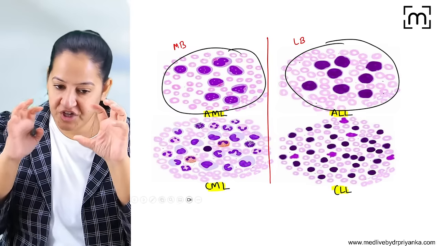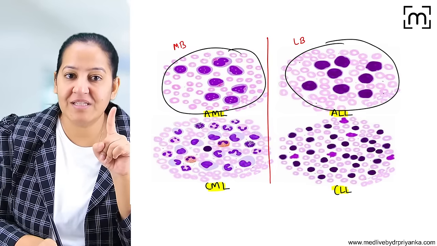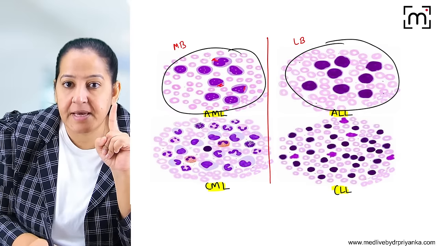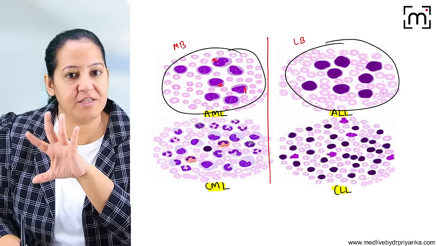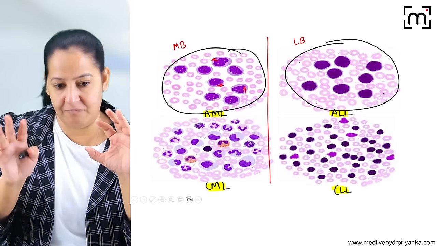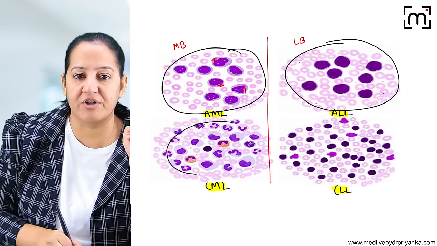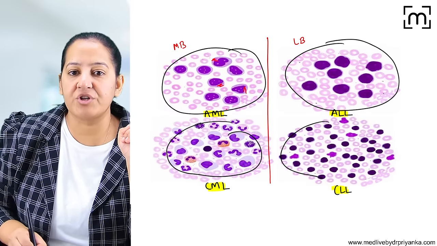You will say, ma'am, how do we differentiate myeloblast from lymphoblast? Myeloblast has moderate cytoplasm with iron rod, that is, Auer rods, also called faggot cells. Here there is scanty or no cytoplasm and no iron rod. So myeloblast, lymphoblast, that's it. Now coming to the chronic versions. See the chronic version of CML here, and the chronic version of CLL here.